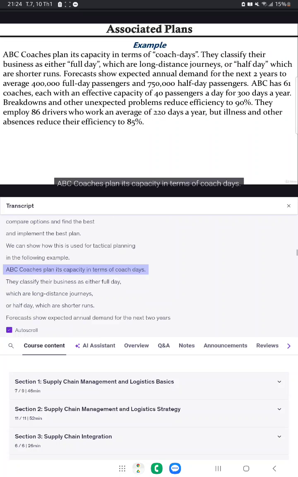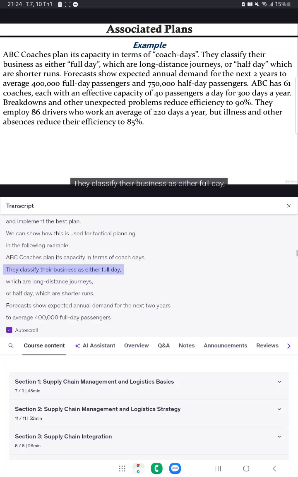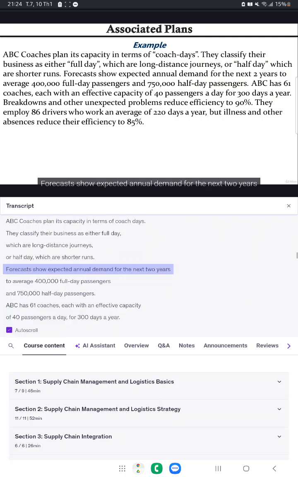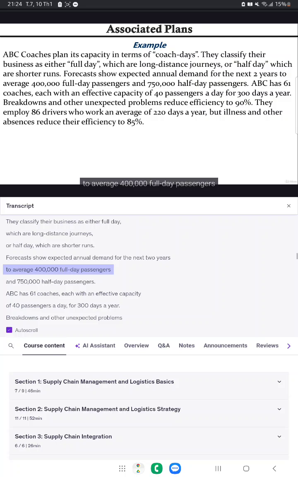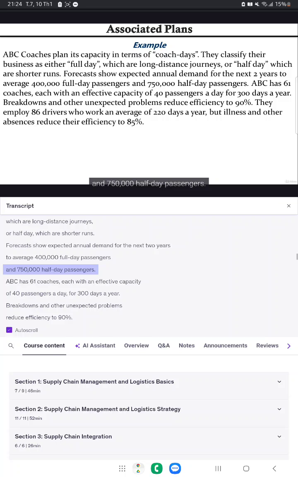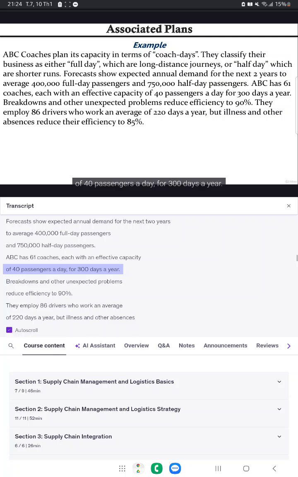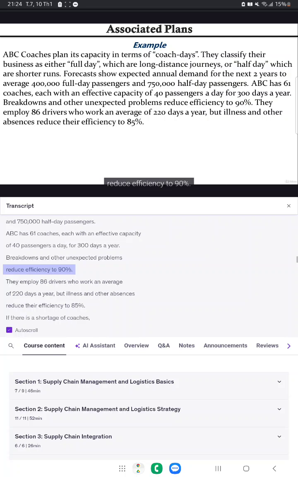ABC coaches plan its capacity in terms of coach days. They classify their business as either full day, which are long distance journeys, or half day, which are shorter runs. Forecasts show expected annual demand for the next 2 years to average 400,000 full-day passengers and 750,000 half-day passengers. ABC has 61 coaches, each with an effective capacity of 40 passengers a day for 300 days a year. Breakdowns and other unexpected problems reduce efficiency to 90%.